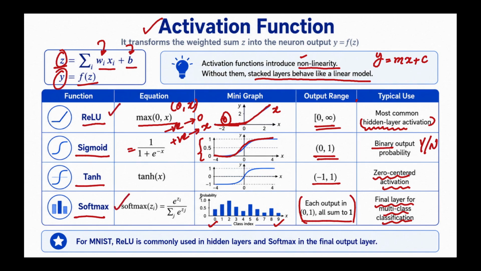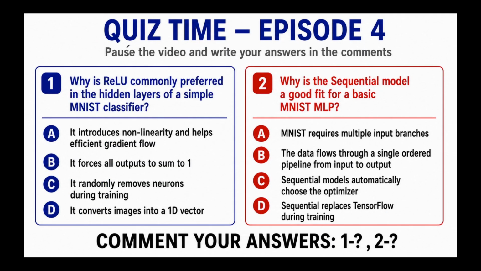Now it's quiz time. Pause the video and write your answers in the comment section. Question number 1. Why is ReLU commonly preferred in the hidden layers of a simple MNIST classifier? Option A. It introduces nonlinearity and helps efficient gradient flow. Option B. It forces all outputs to sum to 1. Option C. It randomly removes neurons during training. Option D. It converts image into a 1D vector.